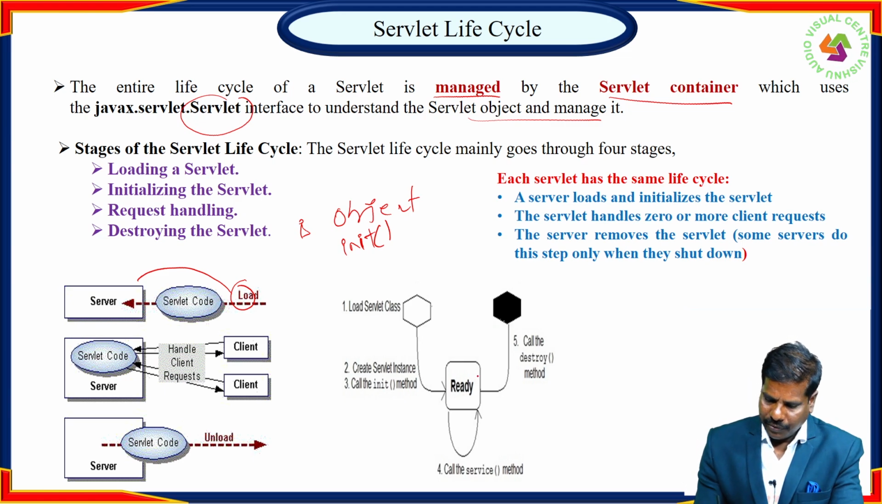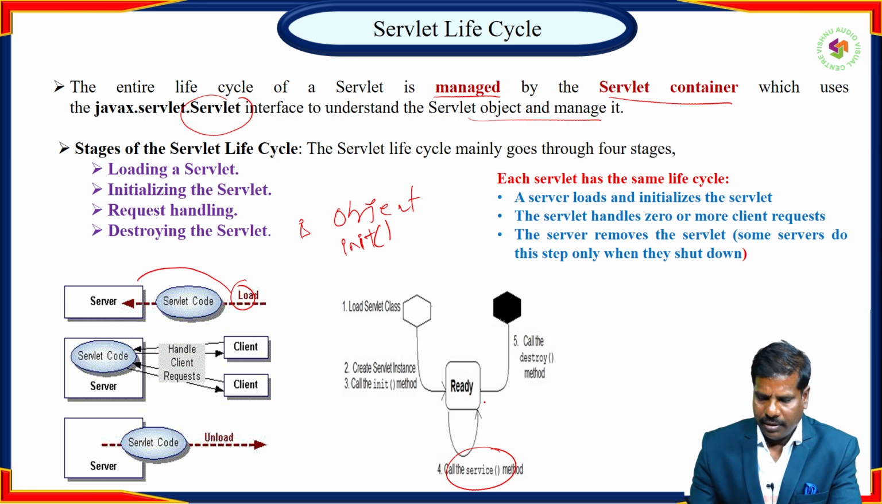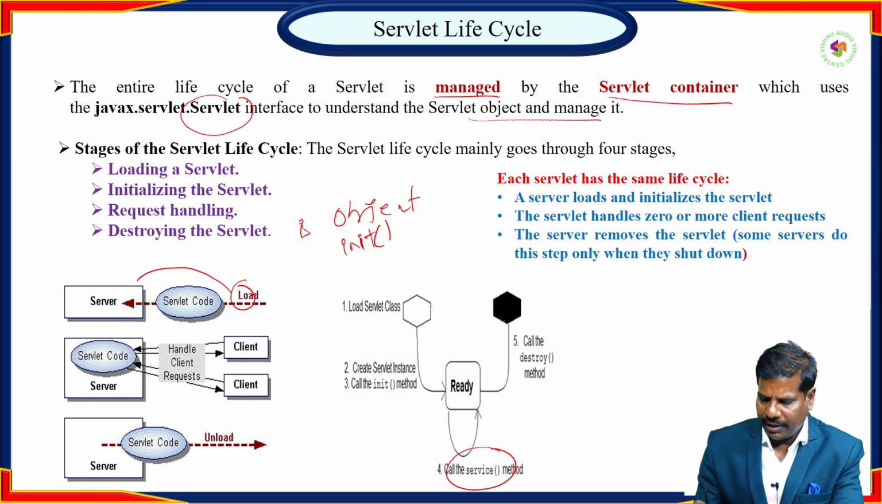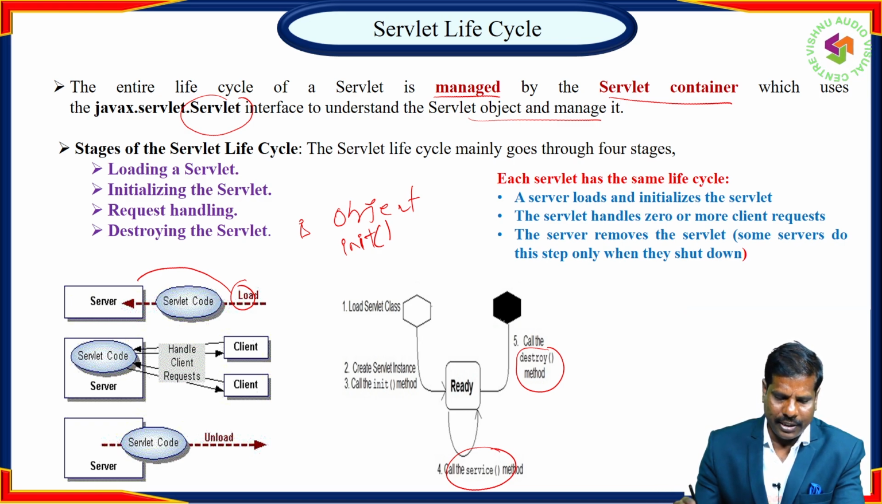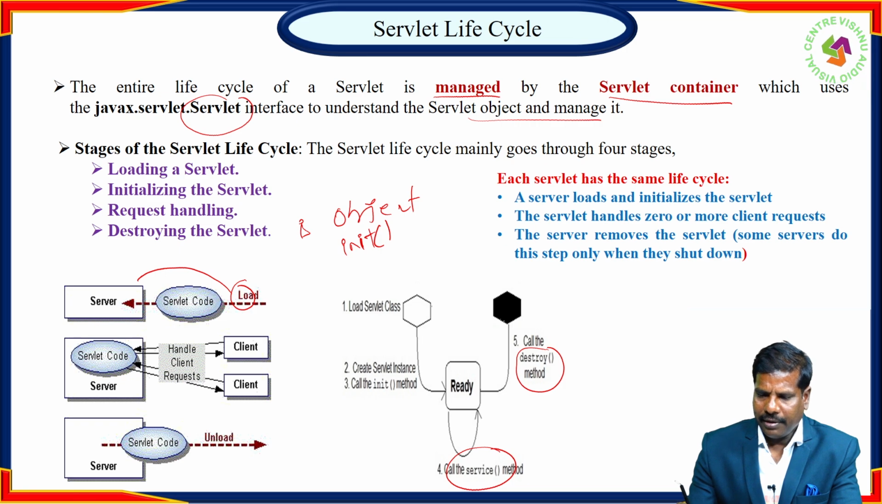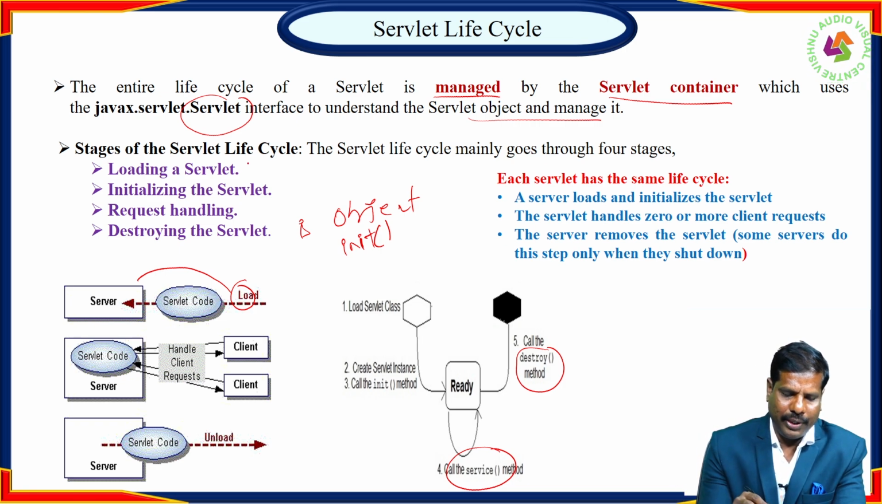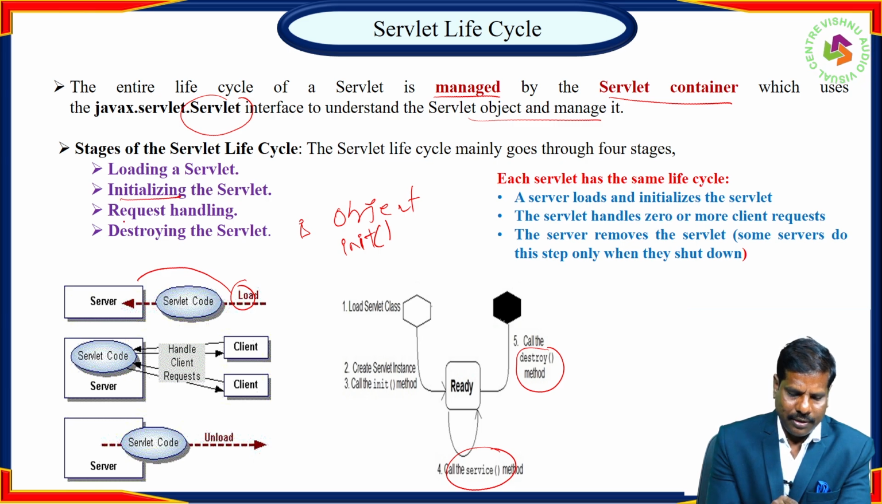Then the service method is called. After the completion of this request, the destroy method will be executed. So this method executes only once in the servlet lifecycle. Okay, these are the steps of a lifecycle: loading, initializing, handling the request, and destroying the servlet.